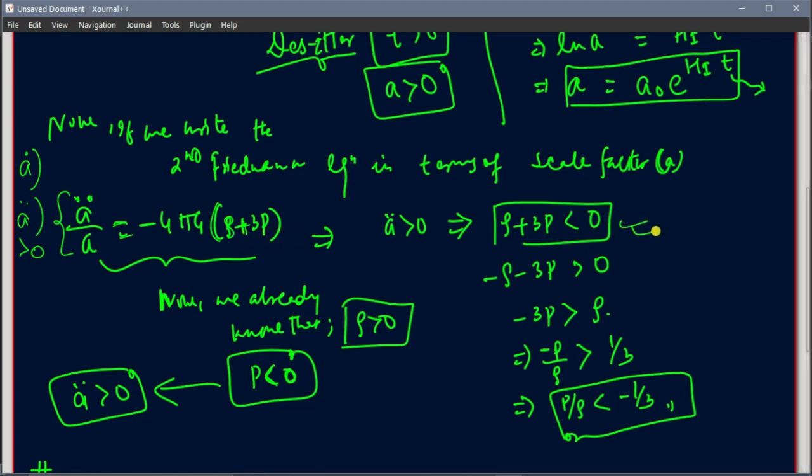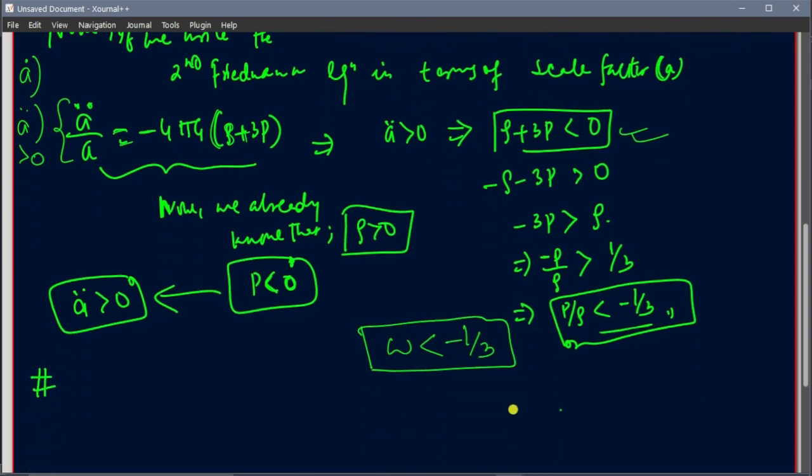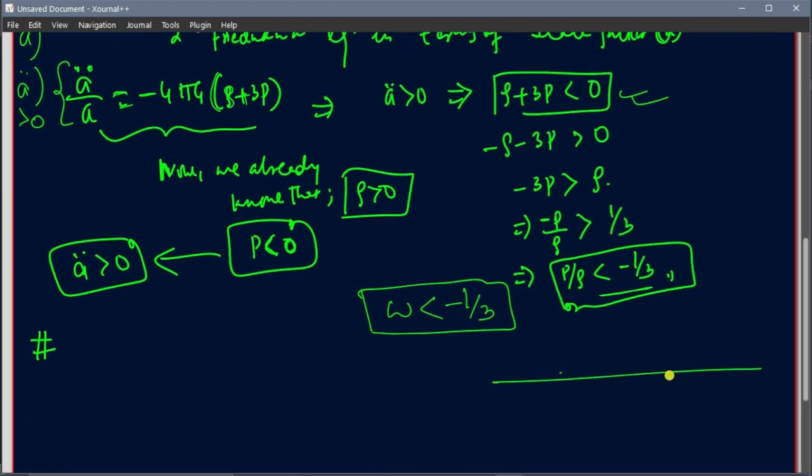If rho plus 3p has to be negative, it means that p over rho is less than minus 1 over 3. And it means that the equation of state omega must be less than minus 1 by 3. What is the meaning of omega less than minus 1 by 3? Here you have the number line with 0 and then minus 1. Let us say here you have minus 0.33, which corresponds to minus 1 by 3. Anything going to the left side will be less than minus 0.33. So if you want to understand the accelerating nature, this equation of state must be less than minus 1 over 3.